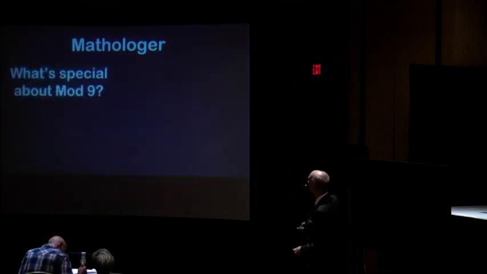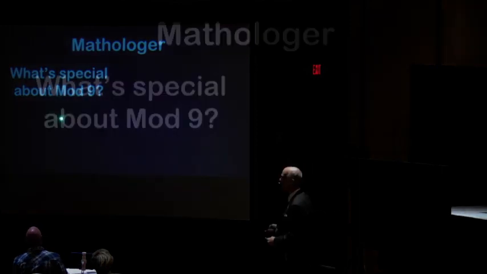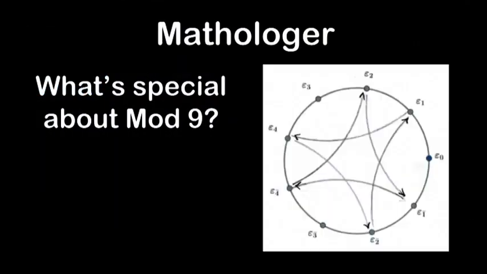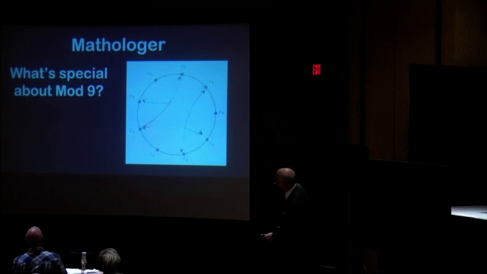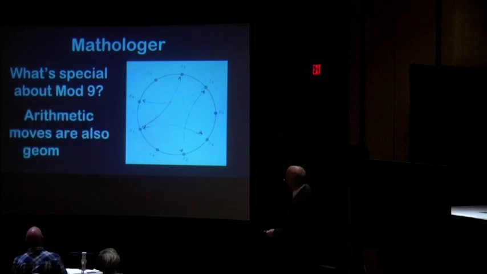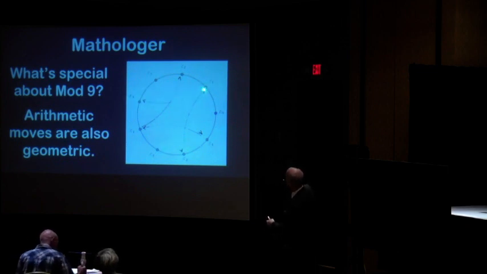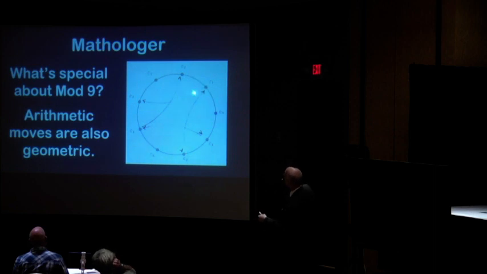Okay? So the question is, what is special about mod 9? I already gave you the answer, but I'm going to give it to you again. This is what's special about mod 9. Remember I said earlier that arithmetic moves are also geometric. So in other words, moving 3 along the circle is the same. I can go from 1 to 4 to 7 to back to 1, okay? Or I can multiply by 4. 1 times 4 is 4. 4 times 4, 16 or minus 2 or 7. And 7 times 4 is back to 1, okay? Or negative 2 times 4 is negative 8. That's easier.